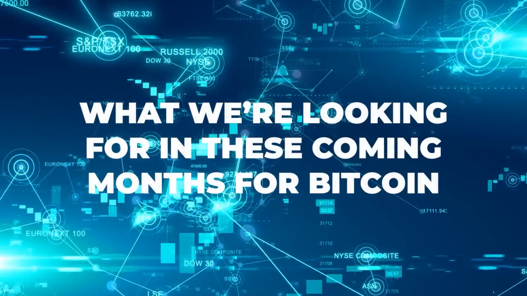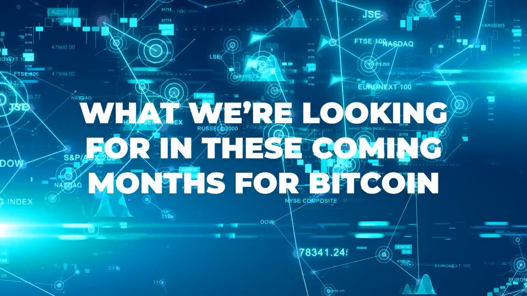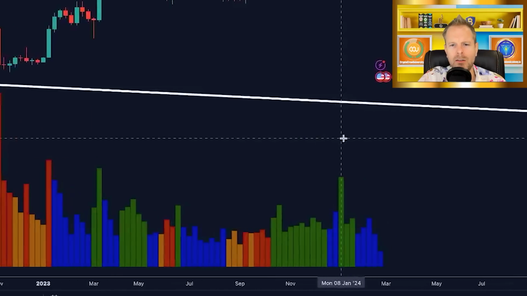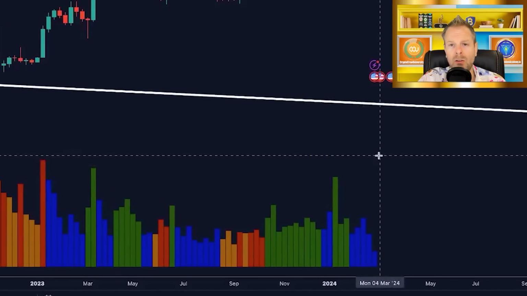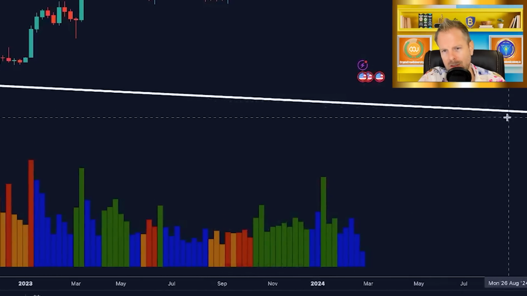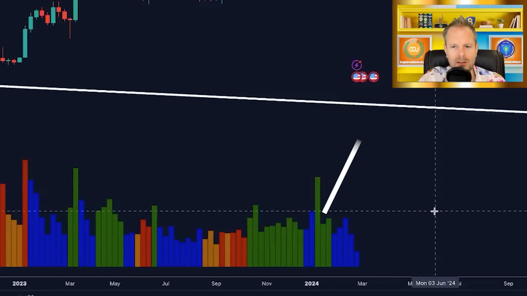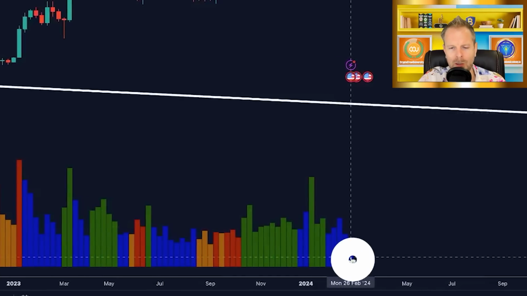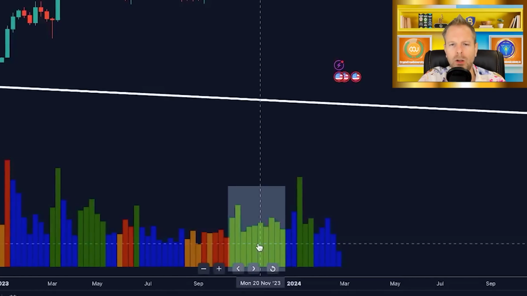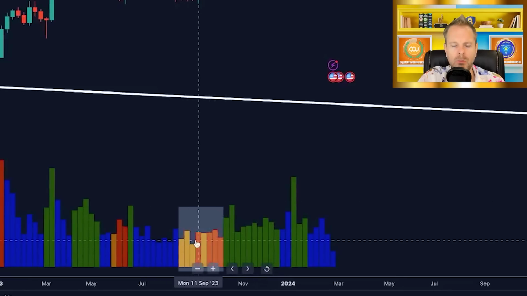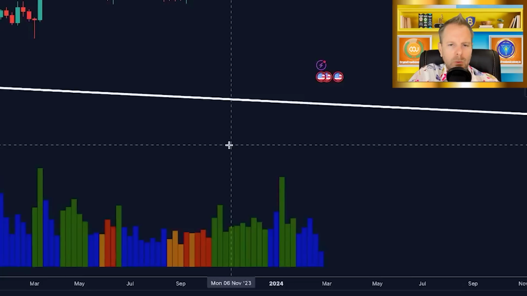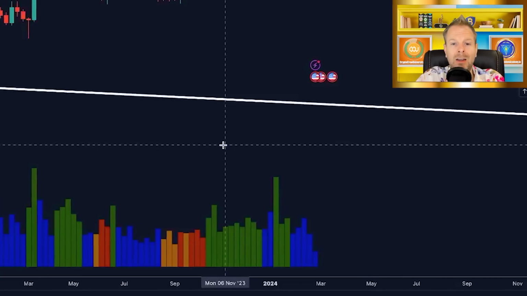So what we're looking for in these coming months for Bitcoin, when you look at this chart, is a continued rise in volume, right? We need a continued rise in volume to show the health and strength of this bull run, and it's likely that we're going to see some resistance inside of this channel. But right now we're blue. Expect in the coming weeks to move into potential green. We want to avoid the orange and red. The orange and red will tell us that a larger move is coming where we could have a little bit of a scare in Bitcoin.